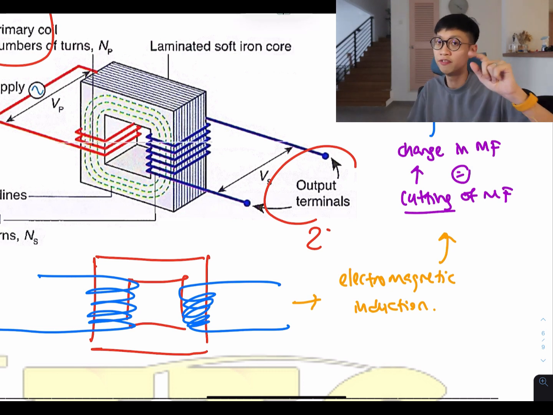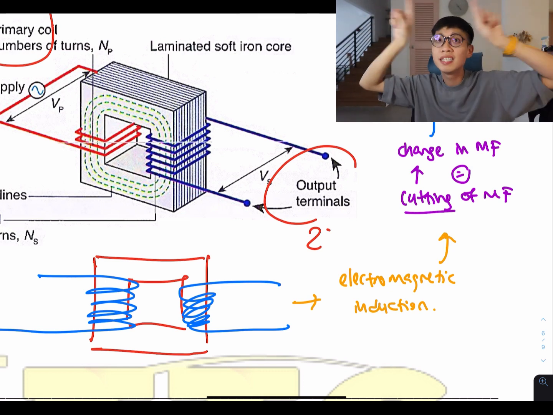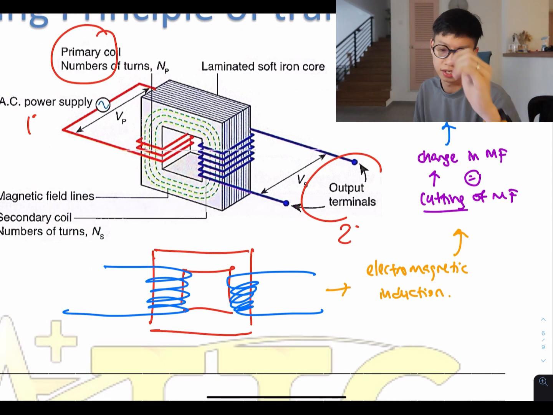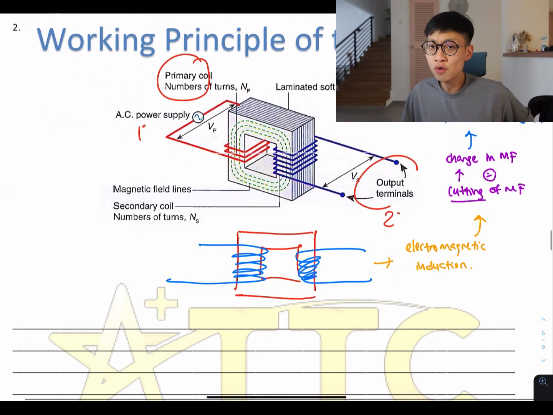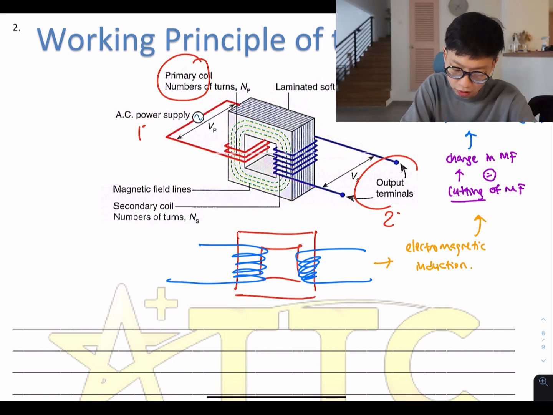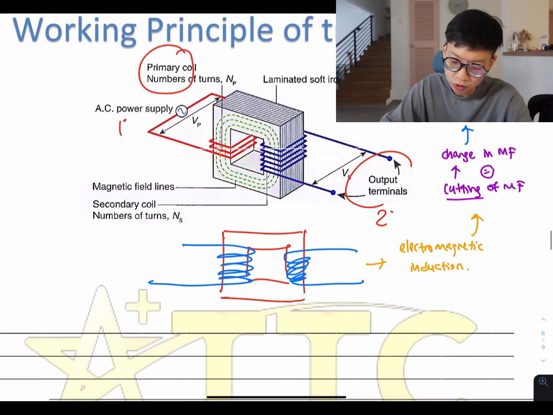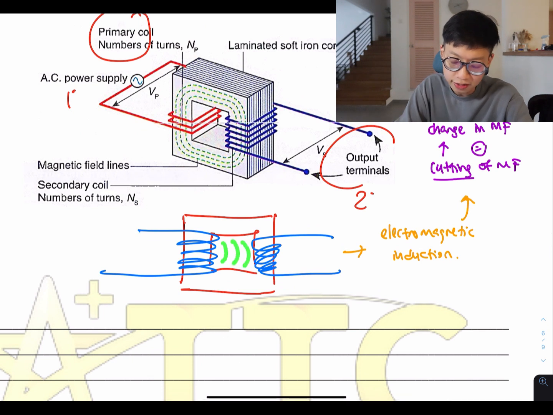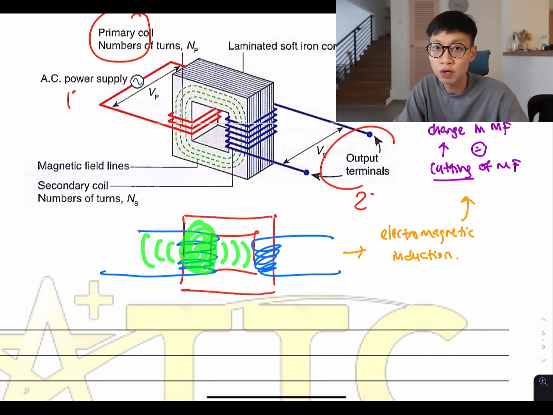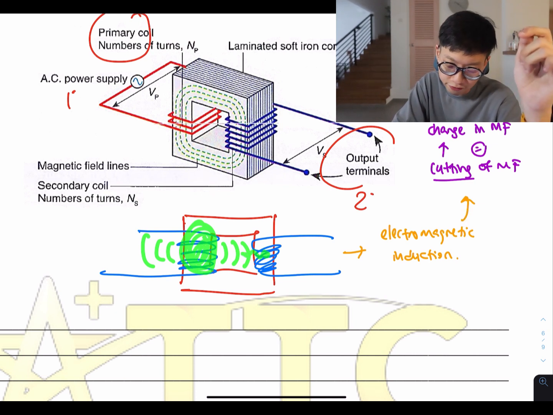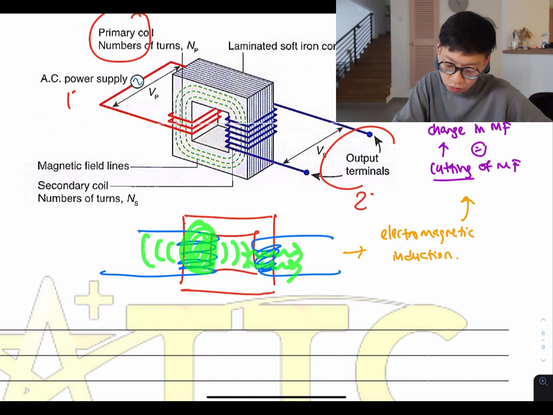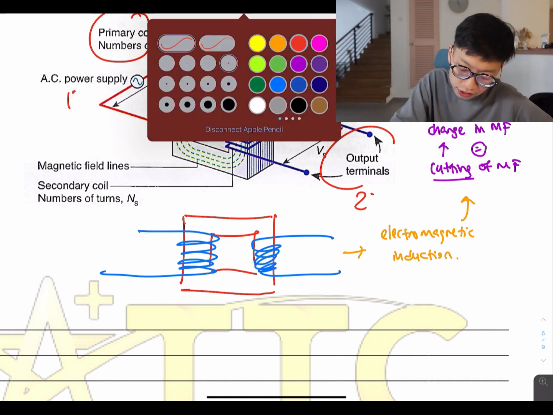Do you know that there is a video on EMF as well? It will be linked somewhere here, guys, about what is EMF and potential difference. Okay, so if you are okay with this idea, the primary coil will produce a magnetic flux. This green color is the magnetic field produced from the primary coil. This primary coil will produce magnetic field or magnetic flux that will cut through the secondary coil to give you voltage over here.